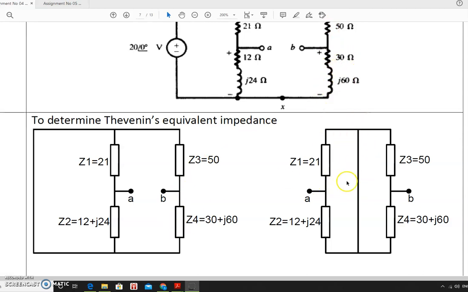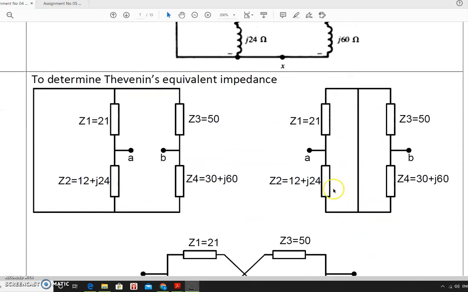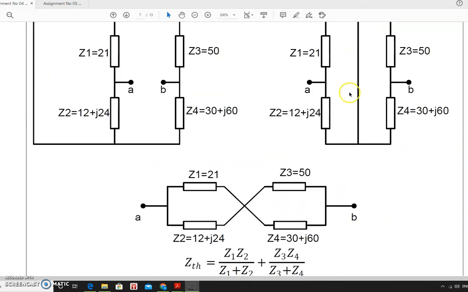If we look at this in the diagram, these two points are equipotential points, so this line can be compressed into a point. This line can be compressed into a point as there is no element in between. So these are the two equipotential points. When these two points are compressed together, it can be easily observed that Z1 and Z2 come in parallel and Z3 and Z4 come in parallel.